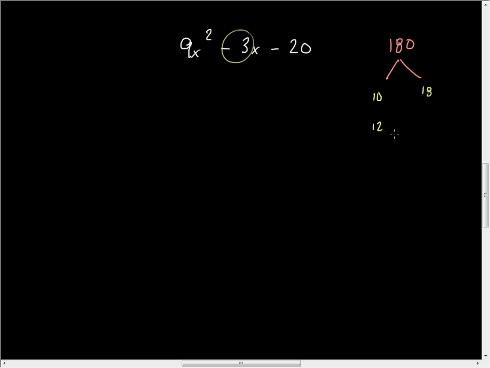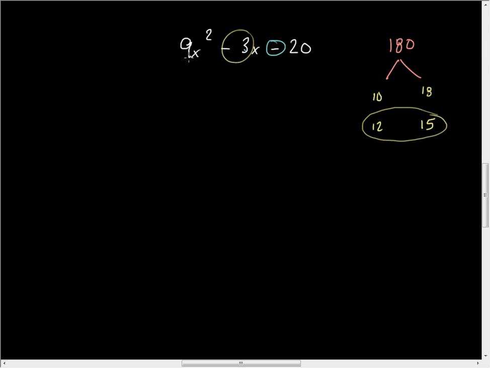And 12, I think, goes into it. Well, does 4 go into 180? Yes. Does 3 go into 180? Yes. So 12 goes into 180. And so now if I divide 180 by 12, I get 15. And at that point, I can stop because 15 minus 12 is 3. And so that's how I'm going to break up this thing.